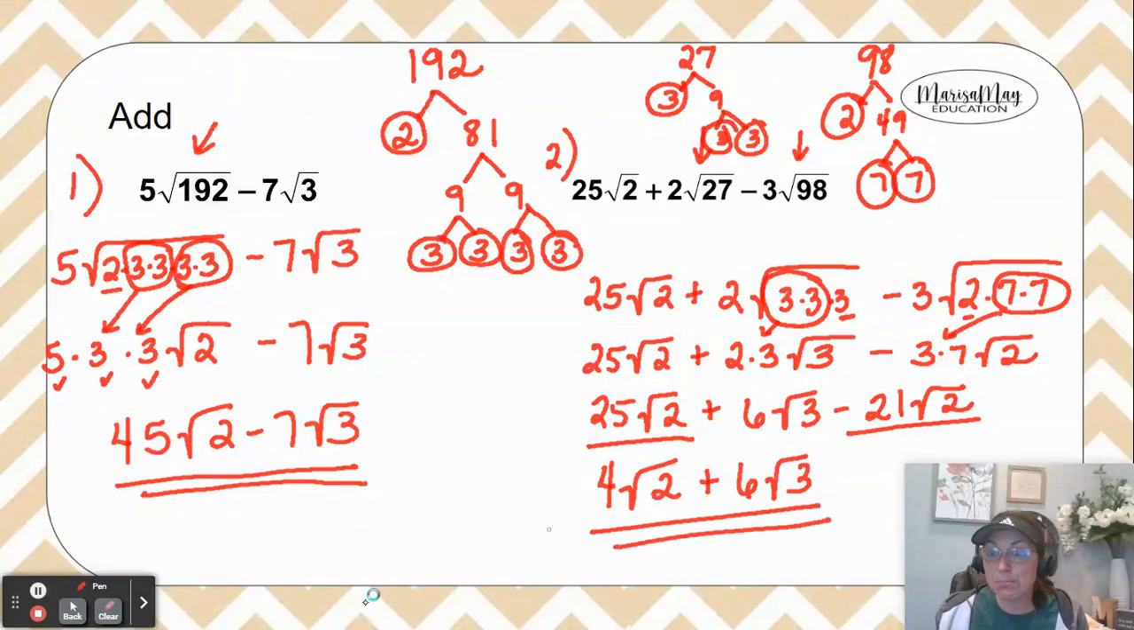That's a lot of simplifying just to get to add those two that had the same number underneath the square root. But that's how it works.